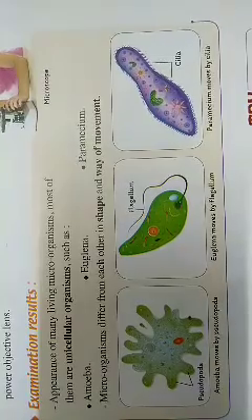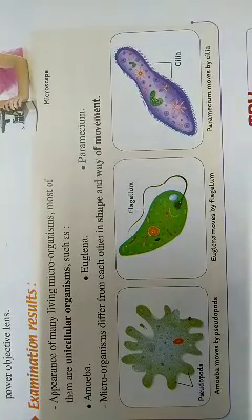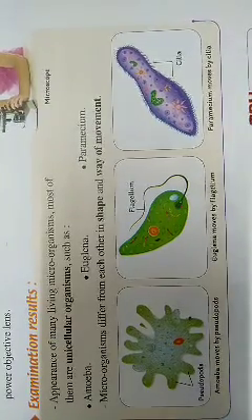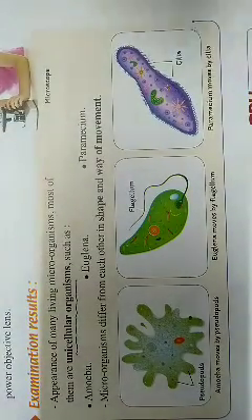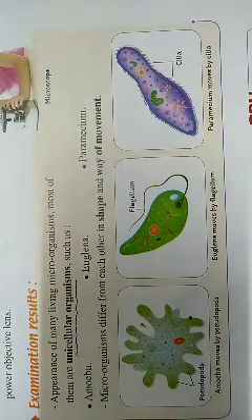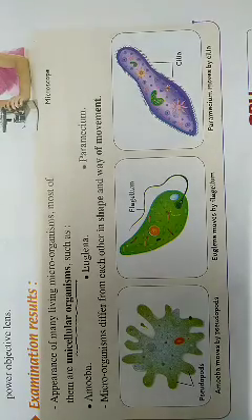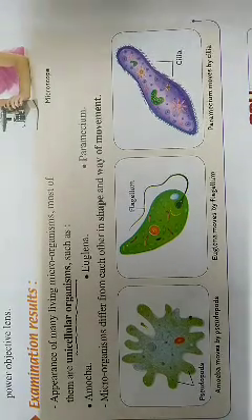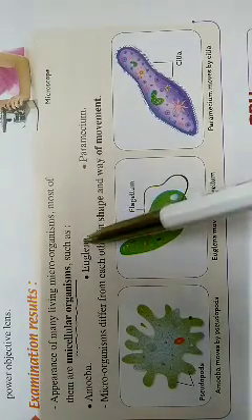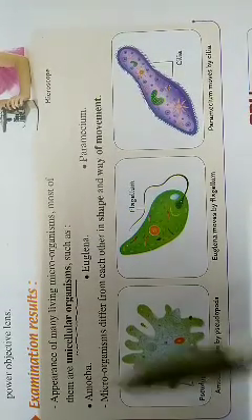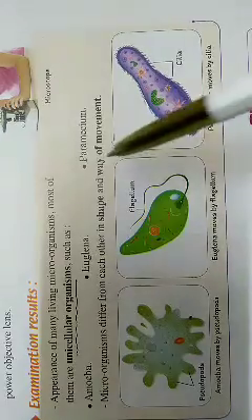There are many living organisms. Most of them are unicellular, so they have one cell. So I will see many micro living organisms, but they have one cell, unicellular organisms. As what? As amoeba, euglena, and paramecium.